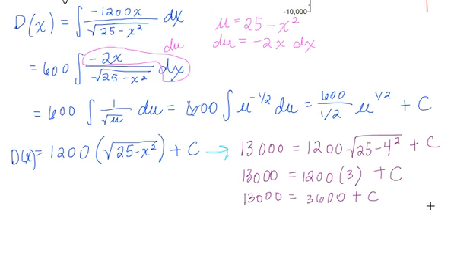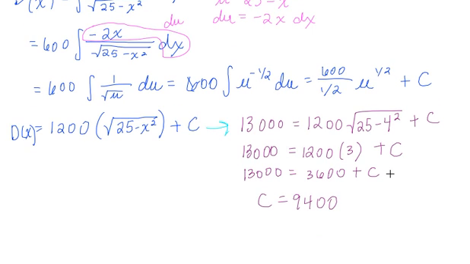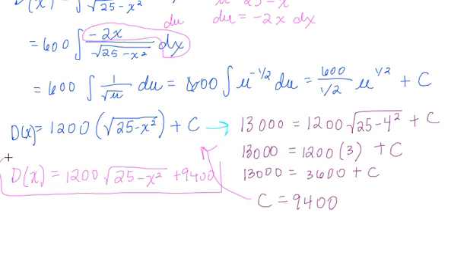So 13,000 minus 3,600 is 9,400. Okay, so I'm going to come back up to this right there. So therefore d of x should be 1,200 times the square root of 25 minus x squared plus 9400. So let's give that solution a try over here.